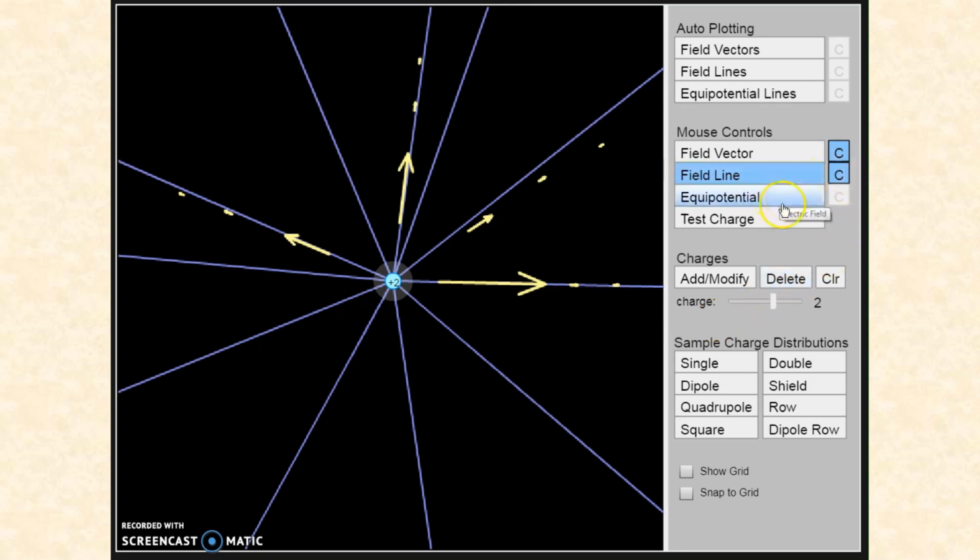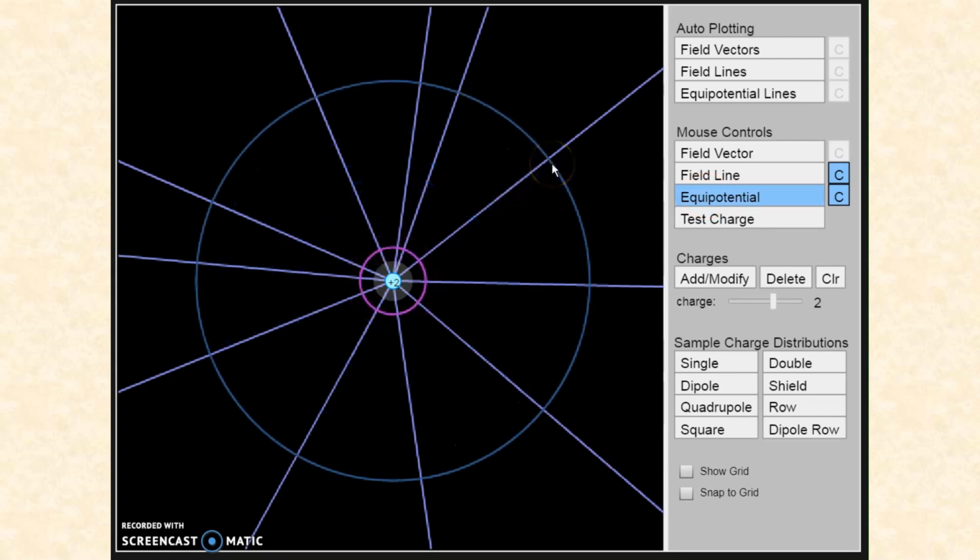So I'm going to use this equipotential button here. I'm going to clear our electric field vectors here. I'm going to use this equipotential button here just to create two circles so that we can look at something else in this field line model. Notice that these two circles, the pink circle and the blue circle, have different radii.